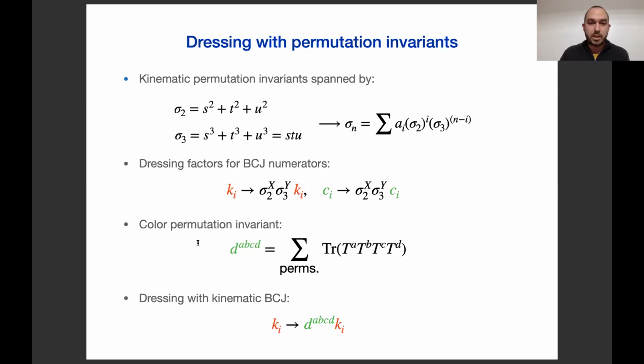Next, you can do a color permutation invariant, obviously, where you just sum over permutations of traces, and you can address kinematic numerators with this object. So again, you get some mixed color kinematic object like this. So this was the simplest thing you can do.